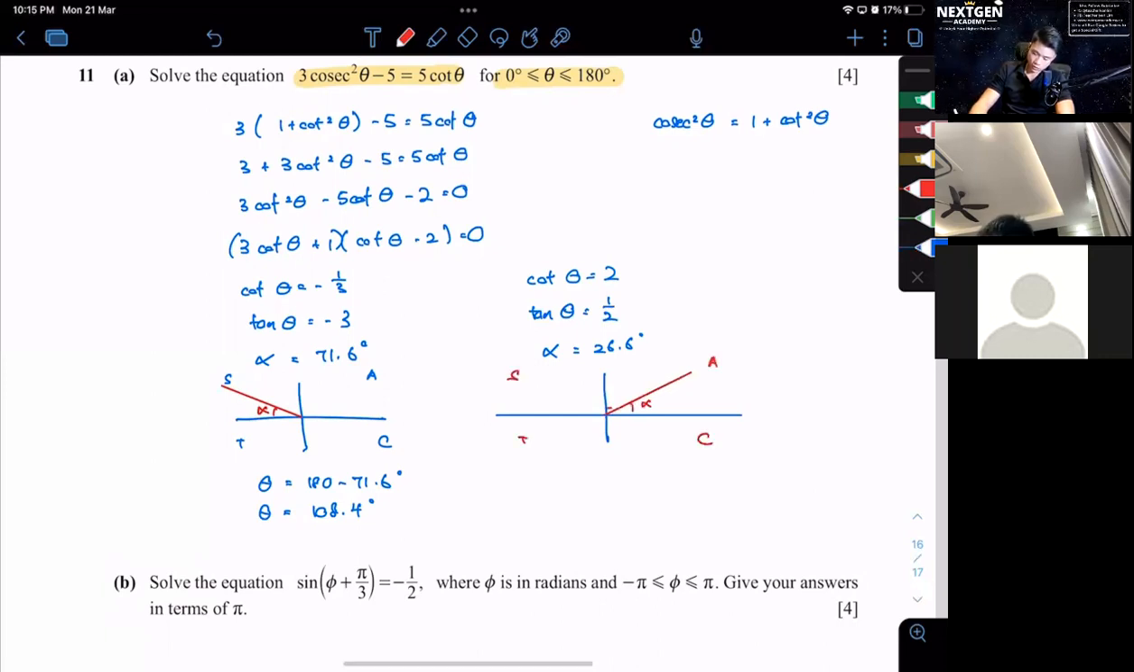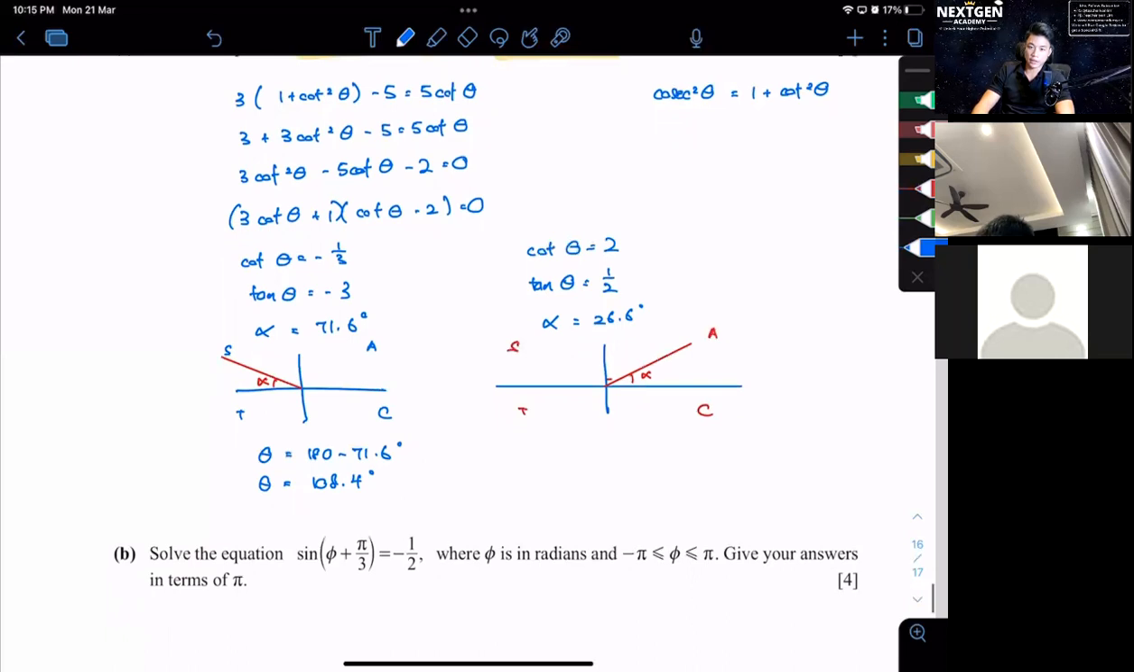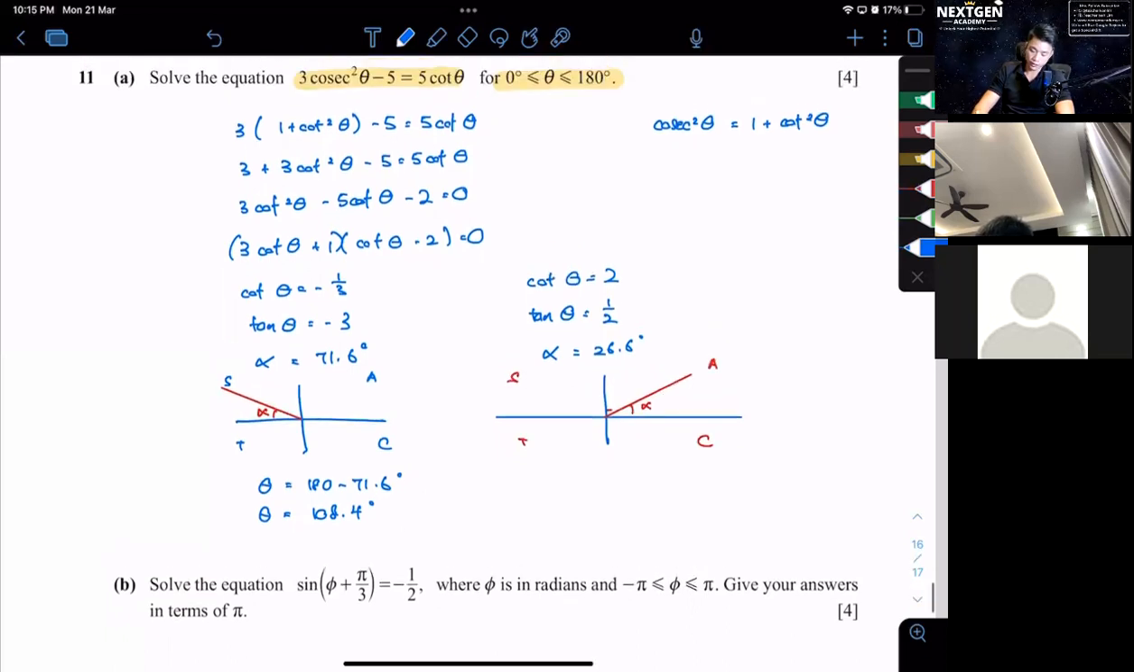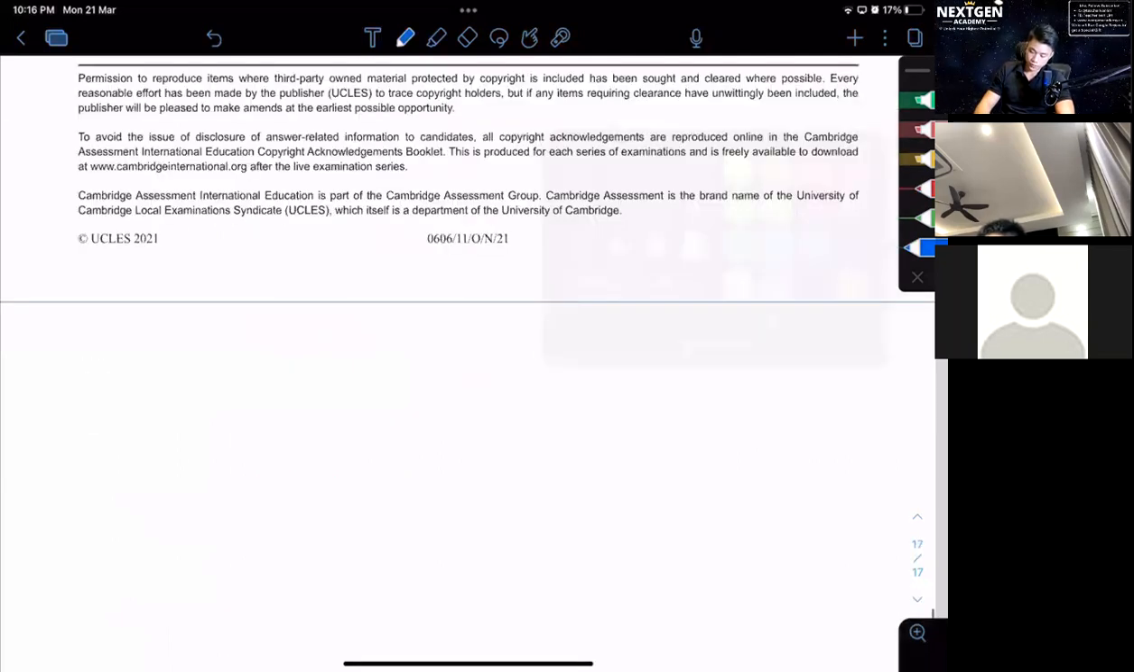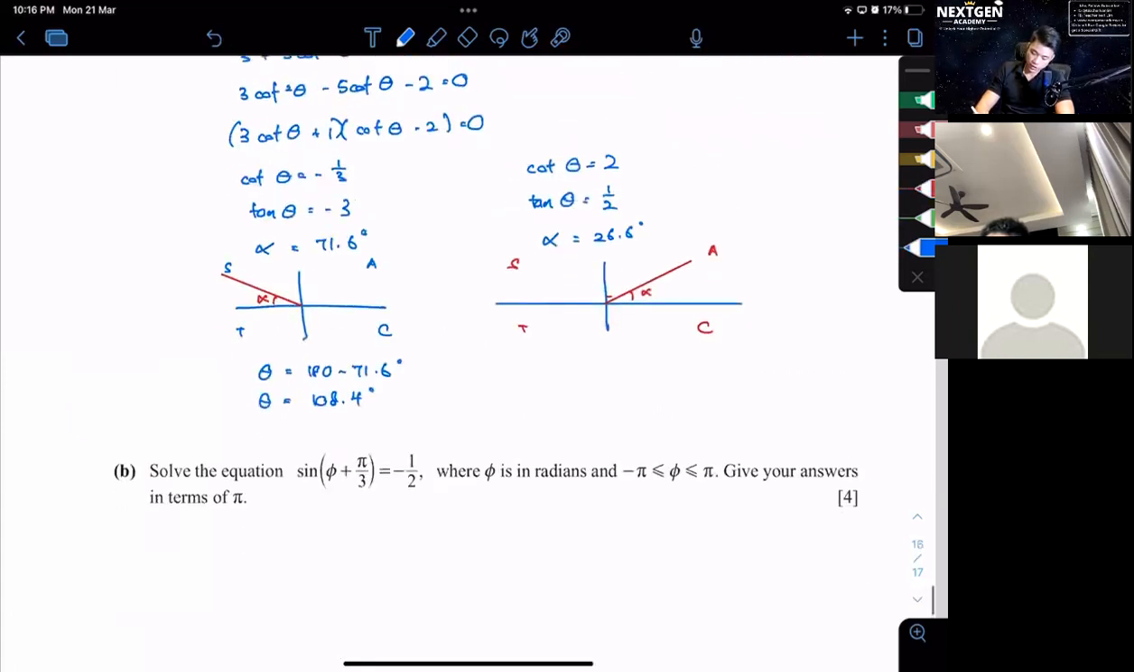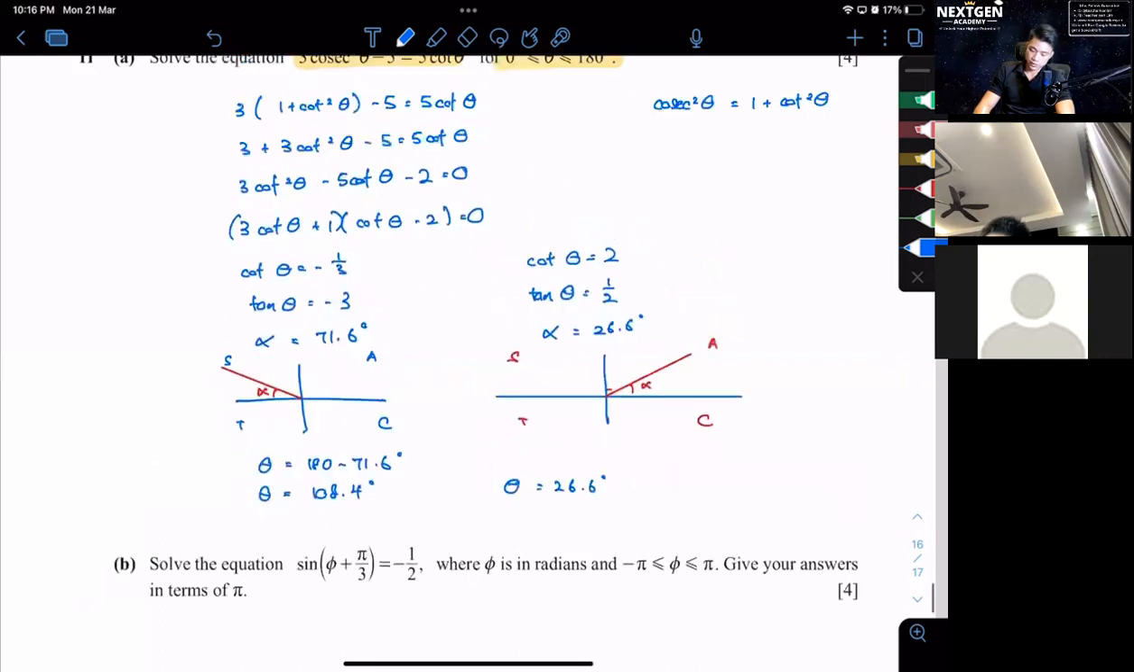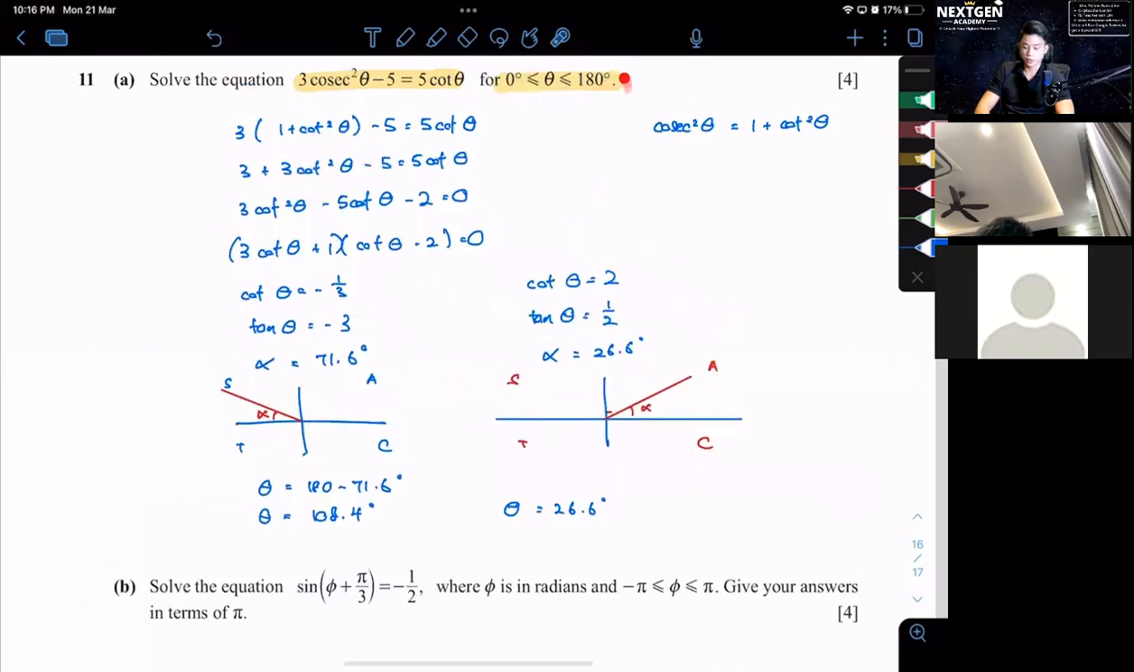ASTC. I don't need to take the entire thing up because they say the domain for your theta is from 0 to 180 only. So we just need to consider the first two quadrants. Therefore, theta will be equal to 26.6 degrees. Just observe here. Don't go and put extra values. If you put in extra values, you get it wrong. They will minus your mark because that means you don't understand the part above.